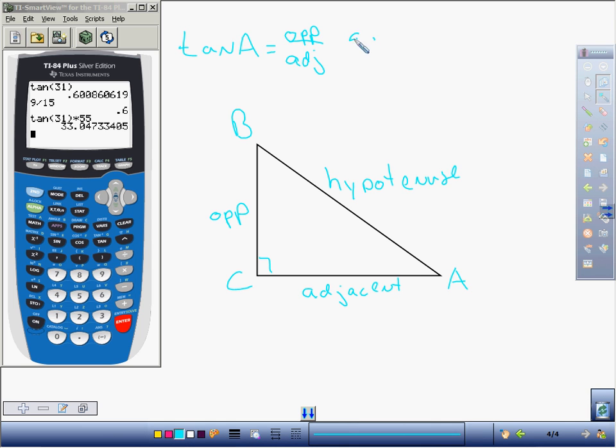Sine, which is S-I-N-E but abbreviated S-I-N, is equal to the opposite side over the hypotenuse side. So sine of angle A is defined as the ratio of this over this. You'll see as we work through this. The cosine of A is defined as the adjacent side over the hypotenuse side. And there's a way that they teach you to remember this.